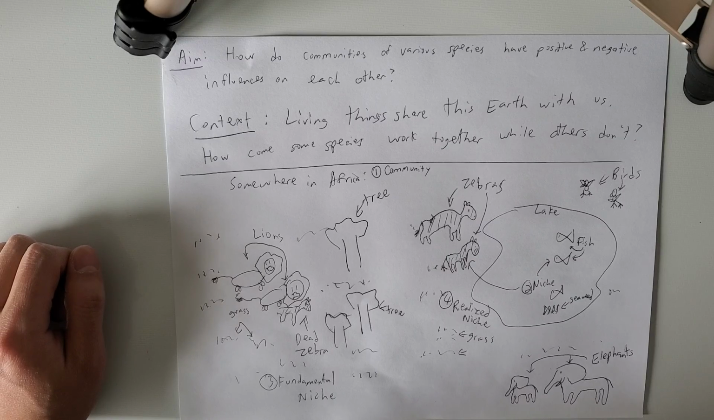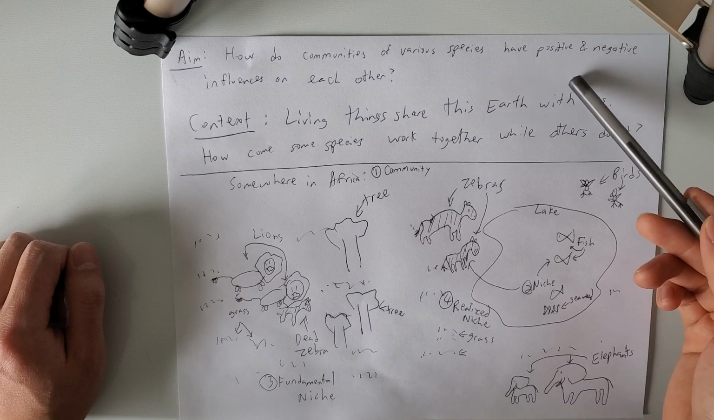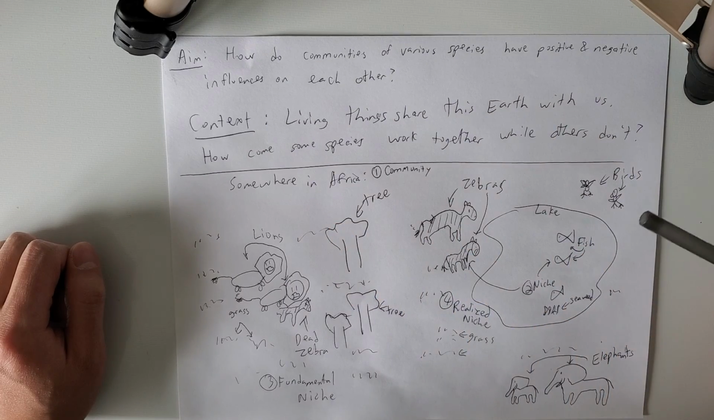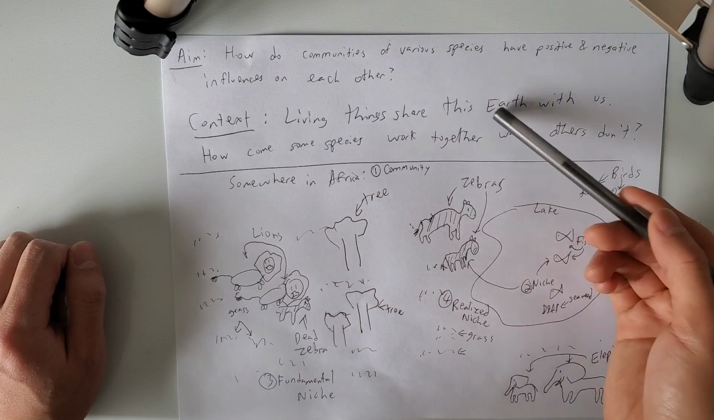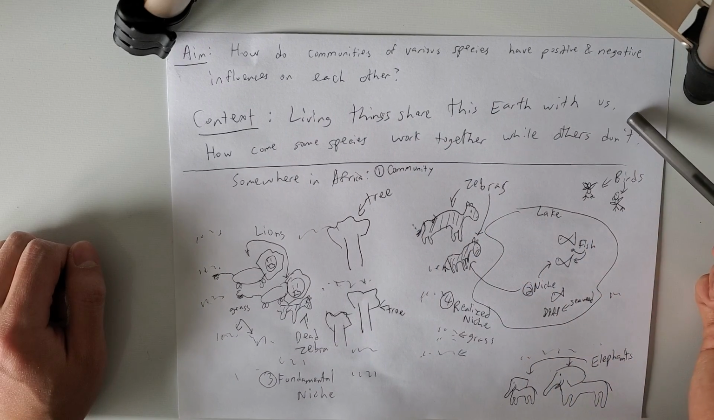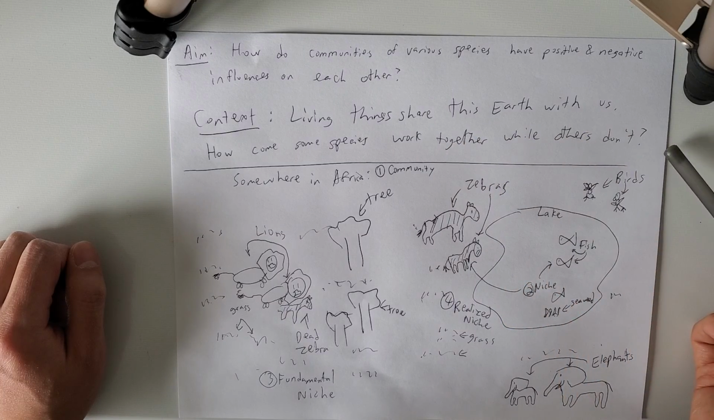Okay, so in this video, we're going to discuss how communities of various species have positive and negative influences on each other. The context is that living things share this earth with us. We all live on earth together. How come some species work together while others don't?